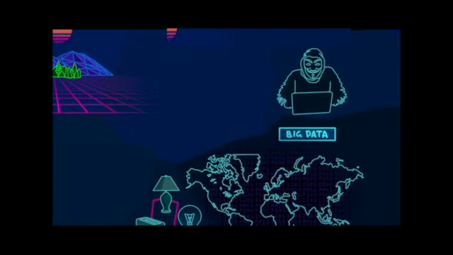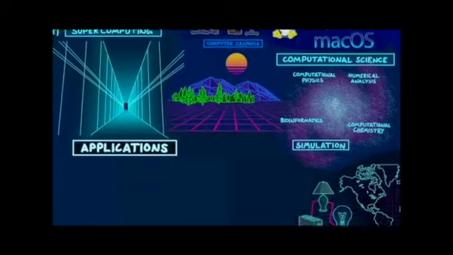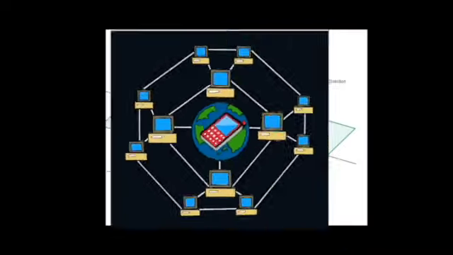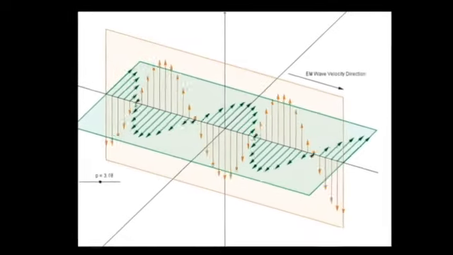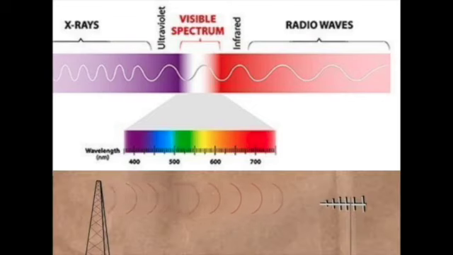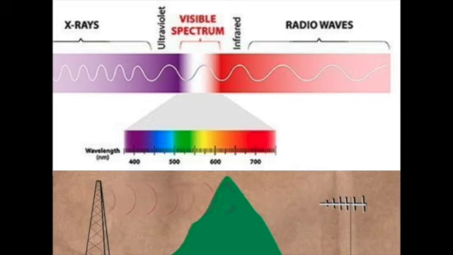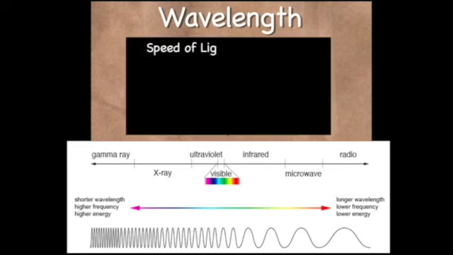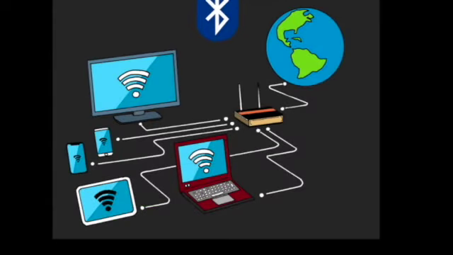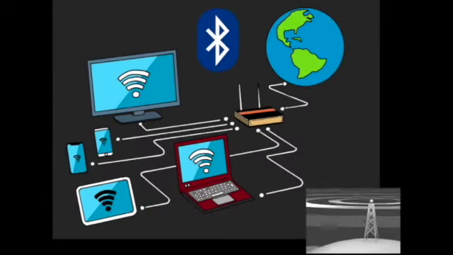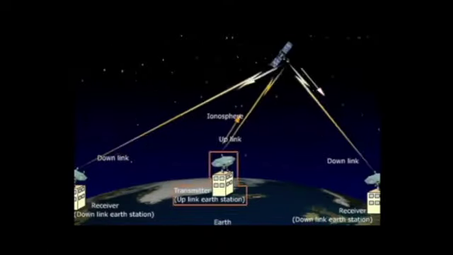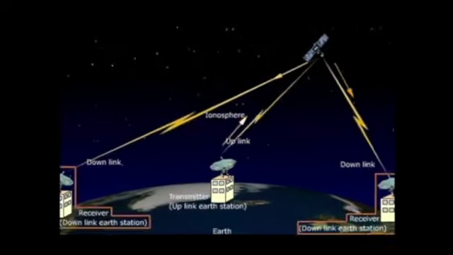Now, we want to connect with other people. 4. R-bits. To connect, computers need another EM wave. Radio waves are longer than light waves. That is, they are a different EM wavelength. Bluetooth and Wi-Fi work with radio waves. E-bits change into radio wave or R-bits that fly through space and connect us.